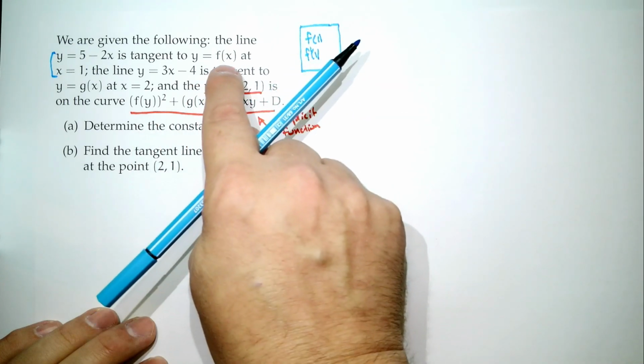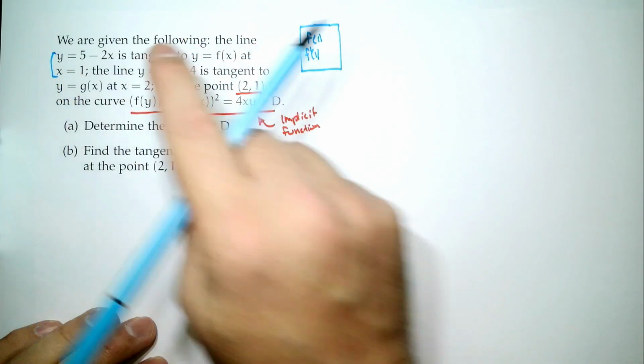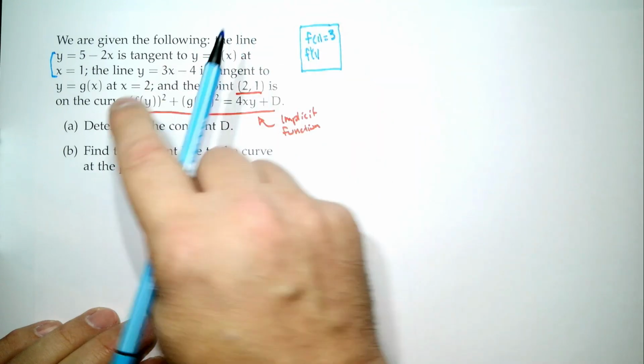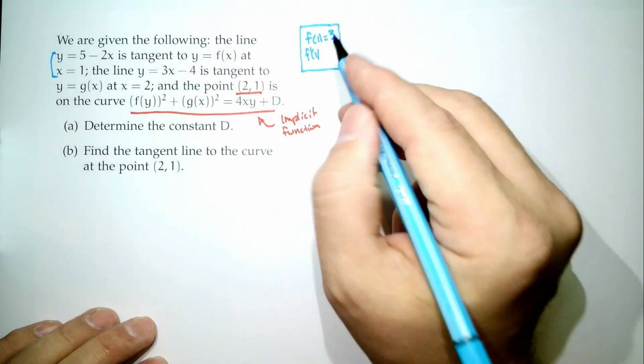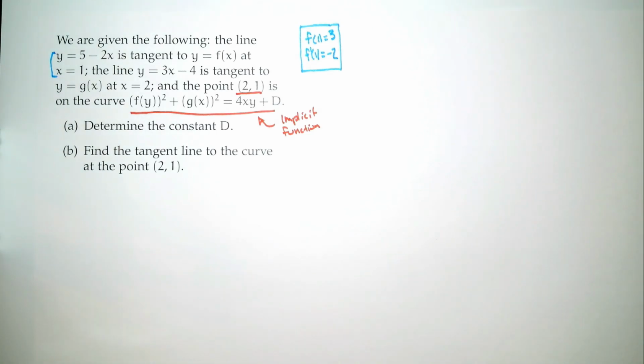Now to find f of 1, we plug 1 into the line. 5 minus 2 times 1, that's 5 minus 2, that's 3. To find f prime of 1, we look at the slope. So the slope is negative 2. So that's what we know about f. We know that f of 1 equals 3, f prime of 1 equals negative 2.